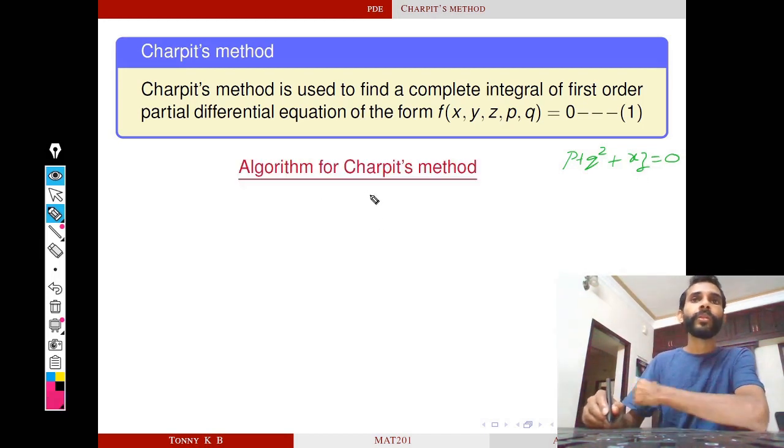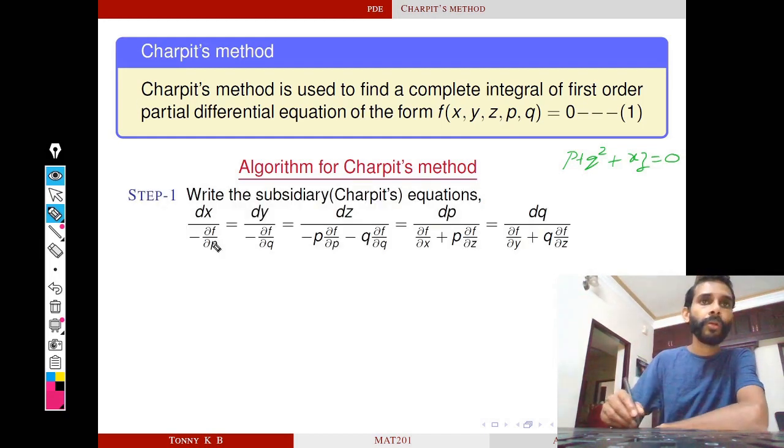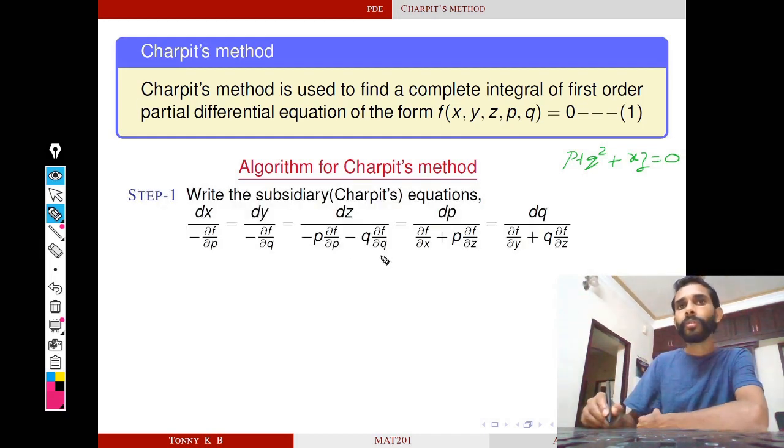Next, I'm going to explain the algorithm for Charpit's method. Similar to Lagrange's method, first we have to write the Charpit's equations or subsidiary equations. These are the Charpit's equations: dx by minus partial df by dp is equal to dy by minus partial df by dq equal to dz by minus p into partial df by dp minus q into partial df by dq, that is equal to dp by partial df by dx plus p into partial df by dz, that is equal to dq by partial df by dy plus q into partial df by dz.